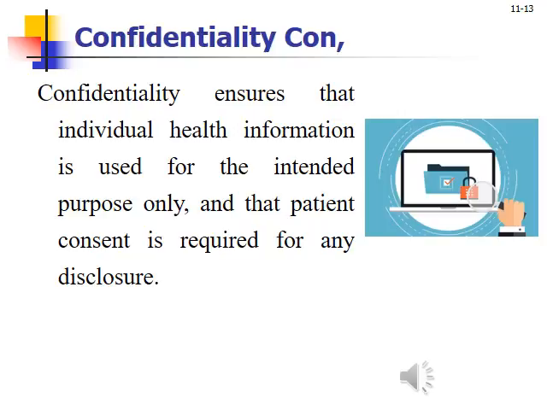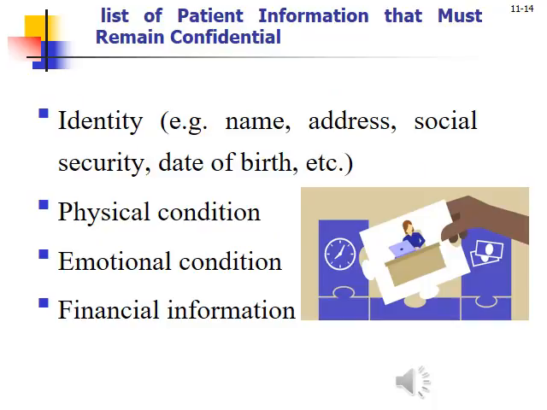Confidentiality ensures that individual health information is used for the intended purpose only, and that patient consent is required for any disclosure. List of patient information that must remain confidential: identity, name, address, social security, date of birth, physical condition, emotional condition, financial information.